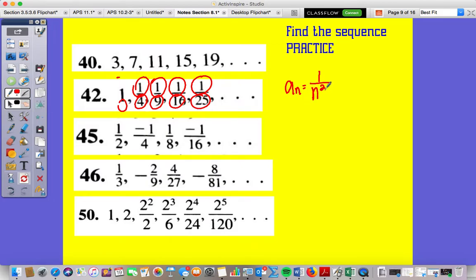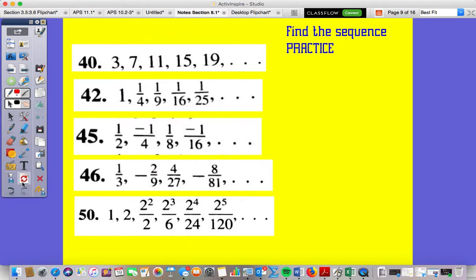So if I went n squared, I could check this by putting 1 in for n. So a sub 1 is 1 over n squared, which is 1 over 1, which is 1. A sub 2 is 1 over 2 squared, which is 1 over 4. A sub 3, 1 over 9. A sub 4, 1 over 16, and so on and so forth, okay? That would be number 42. Number 45, a little similar to this, except the top has 1, negative 1, 1, negative 1, okay? All right, so kind of a little bit weird.